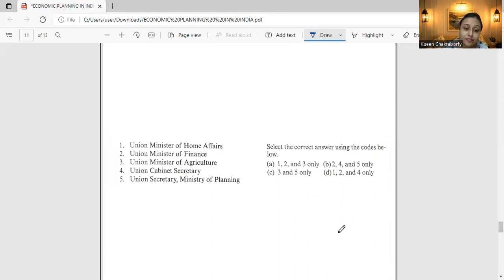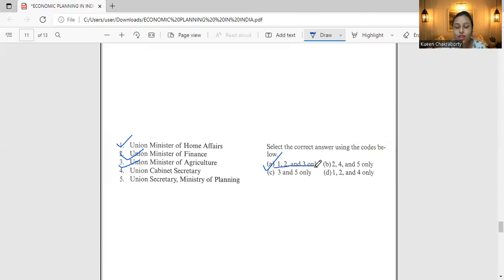Agriculture. Full-time members are Shri Vivek Debroy, Shri V.K. Saraswat, Professor Ramesh Chand, and Shri V.K. Paul. So accordingly, 1, 2, and 3 are the correct ones. We'll mark 1, 2, and 3: Union Minister of Home Affairs, Union Minister of Finance, and Union Minister of Agriculture. So option number A is the correct answer.